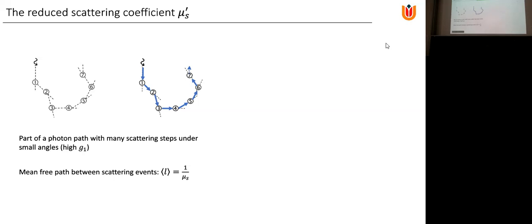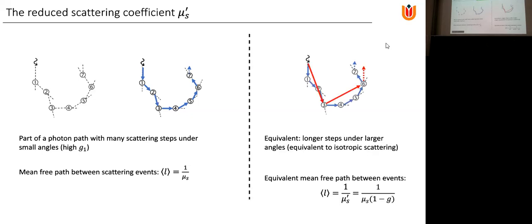But of course, the net result of such a trajectory is that the photon goes in at point 1, so to say, and has a certain direction at point 7. You could also achieve the same result, if you're only interested in the outcome, by taking much bigger steps and using much larger angles. So that would give an equivalent result.